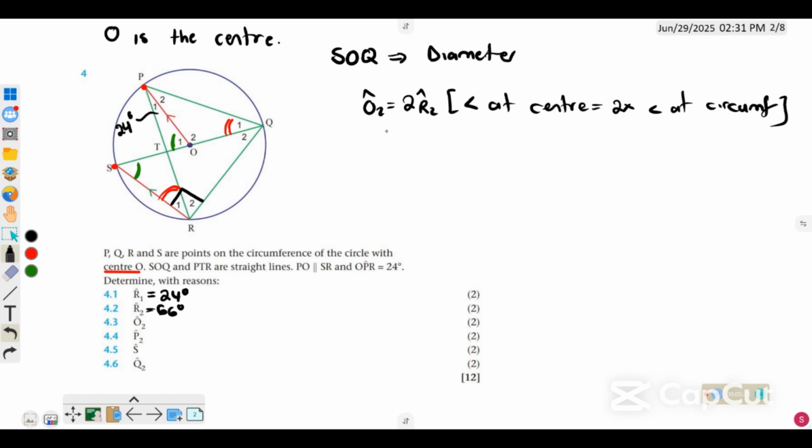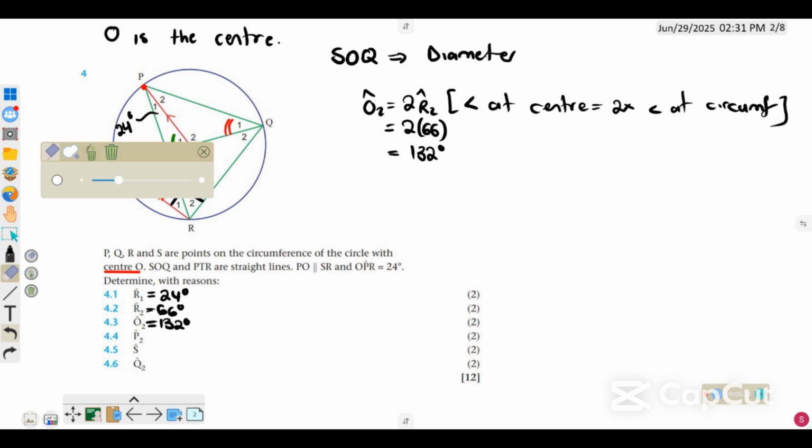Okay, so 2 times 66, like that. So this gives us what? 66 times 2, which is 132 degrees. Right, so O2 is 132 degrees. Let's find angle P2. Where's P2? P2 is that angle right there.